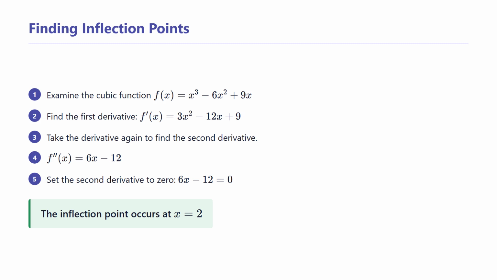Let us apply this new tool to a cubic function, x cubed minus 6x squared plus 9. We want to find its inflection points, which are the exact moments where the bending direction completely changes. First, we use the power rule to find the first derivative, giving us 3x squared minus 12x plus 9. Next, we take the derivative of that result to find the second derivative, which simplifies to 6x minus 12. To find where the concavity flips, we set this second derivative equal to 0. Solving this gives us a final answer of x equals 2.